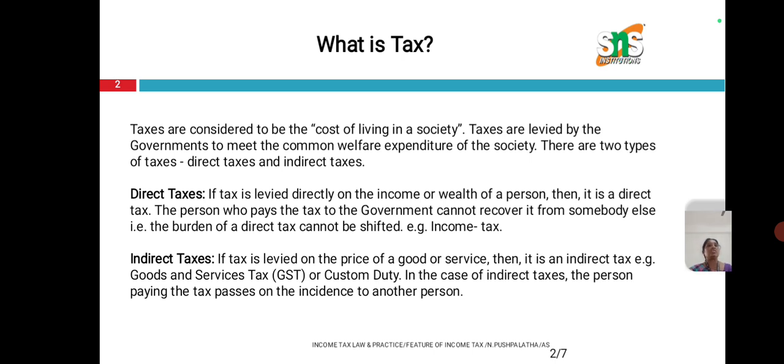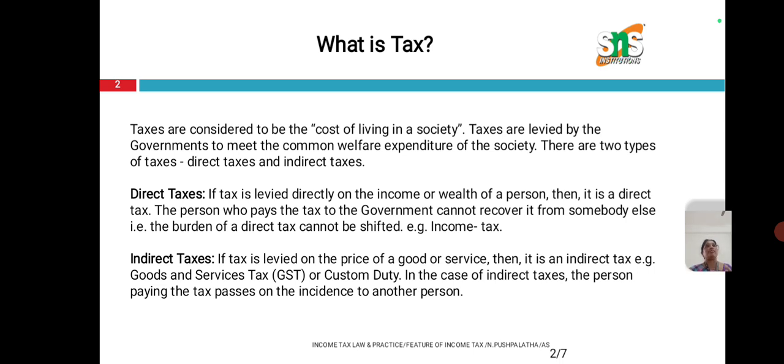First one is that it is based on ability to pay. Second one is that it is progressive in nature. Higher income, higher tax to be paid to the government. These are the examples of direct tax. Next one is indirect tax.